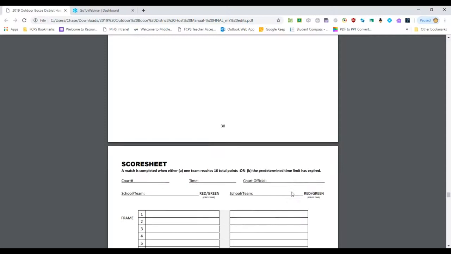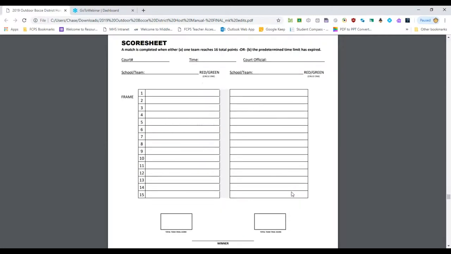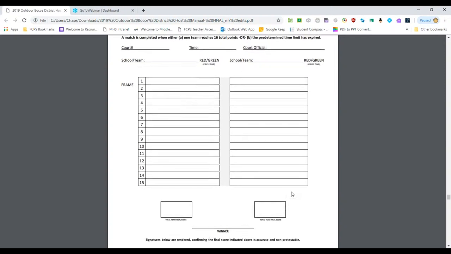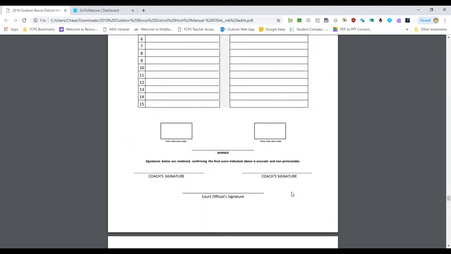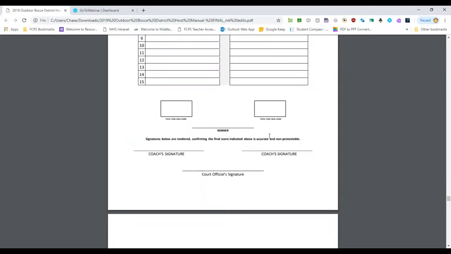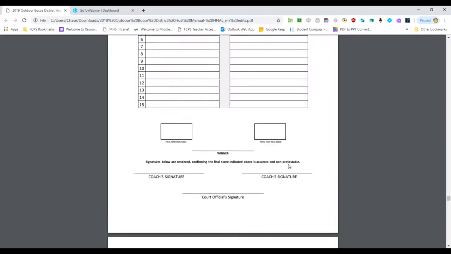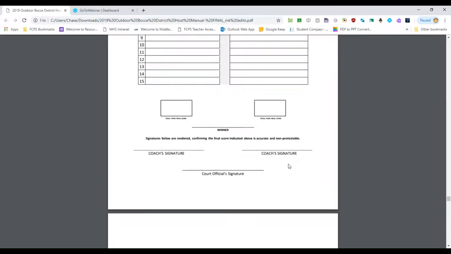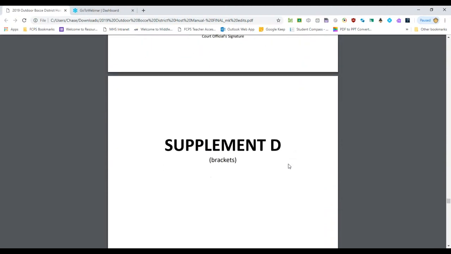Supplement C is your score sheet here. You guys should all be using the same type of score sheets for all your courts to help keep track. Please note coaches' signatures here and here, okay? And then you have to have your official sign it as well. Just remember, protests have to be 15 minutes before completion of the game or the frame.